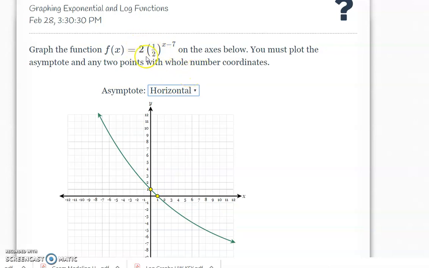This is a vertical stretch by 2. This is a horizontal shift right 7. That's all that's happening. So that means the x values are going to go right 7. All the x values are going to be moved right 7. So 0, 1, x value is going to be 7. So 7, 1 is where that point is.